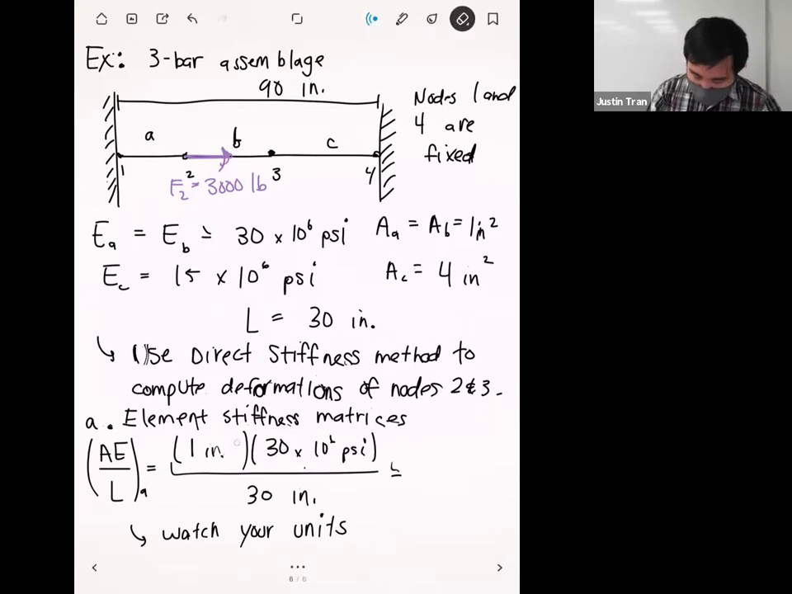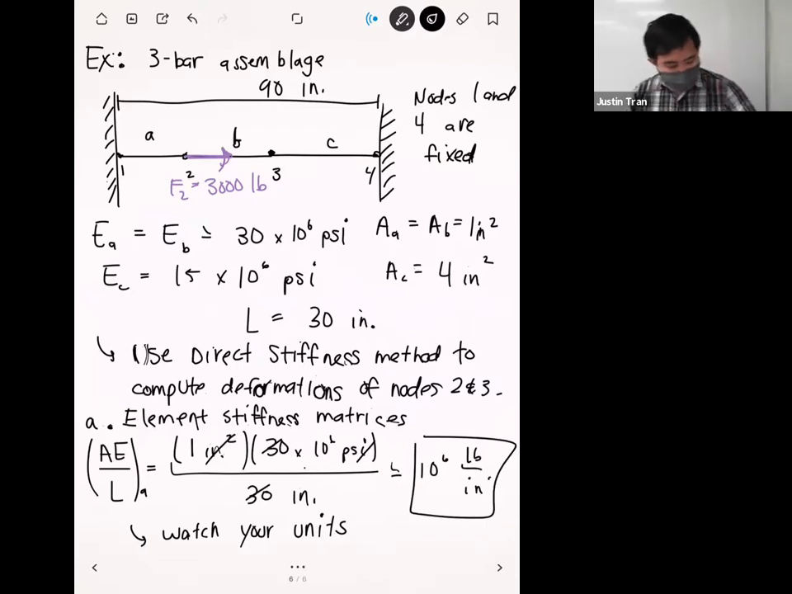All right. And so we perform this arithmetic. You can see those 30s cancel out, and all we're left with is 10 to the 6. In terms of units, the inch square here is going to cancel out with the pounds per inch square for psi, and then all we're left with is pounds per inch. And that's going to be the effective spring constant for element A. It's also going to be the one for element B as well, because B is identical.